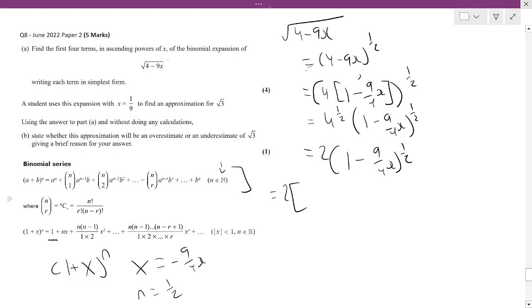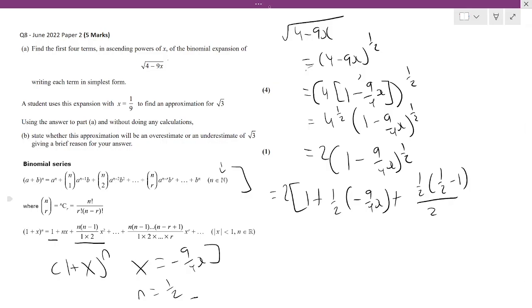Anyway, so let's do that. So the first term is going to be 1. Then the second term is going to be nx. So plus n, remember n here is a half. And then x is going to be here. So this x part here, minus 9 over 4x. Okay, not x, but minus 9 over 4x. Hopefully you can see that. Then we have the next term, which is going to be n of a half minus 1 over 1 times 2, which is 2. So this is a product, by the way. I'm times in n by n minus 1. Okay, and then x squared. But remember, x is minus 9 over 4x. So that's going to be that squared.